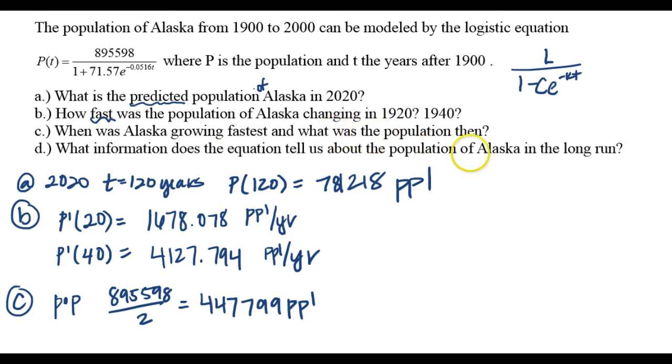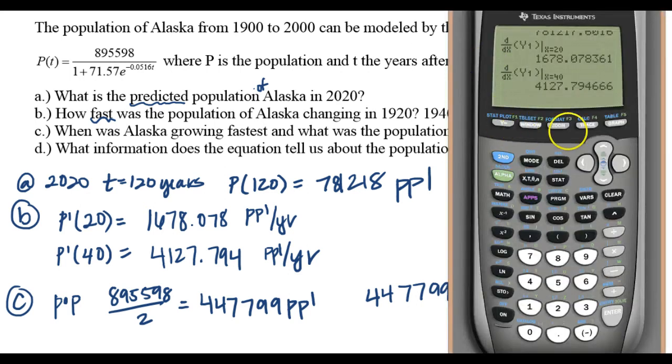And then, when was Alaska growing the fastest? I want to know that time. This is going to be similar to the last problem. I need to set 447,799 equal to P of t. I'm not even going to write the whole thing out again, and then I'm going to solve for t. I'm going to do that on my graphing calculator. I need to graph this function, which means I need to modify the window, and I've already modified the window here.